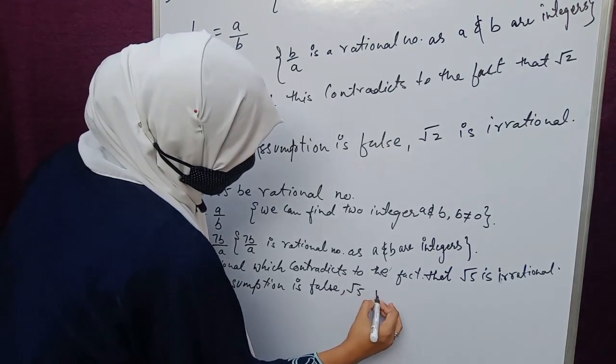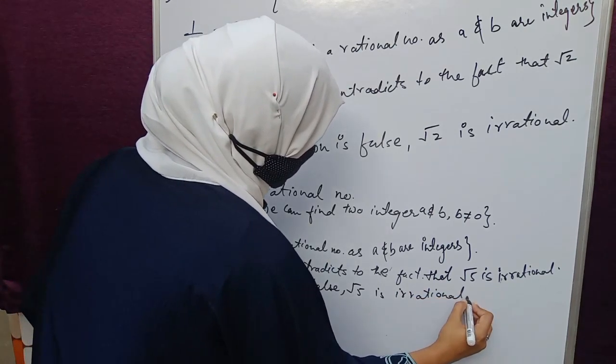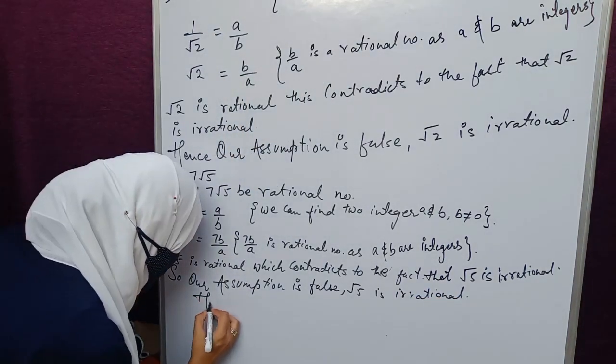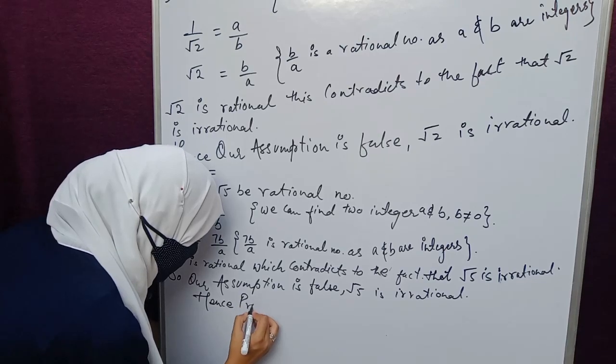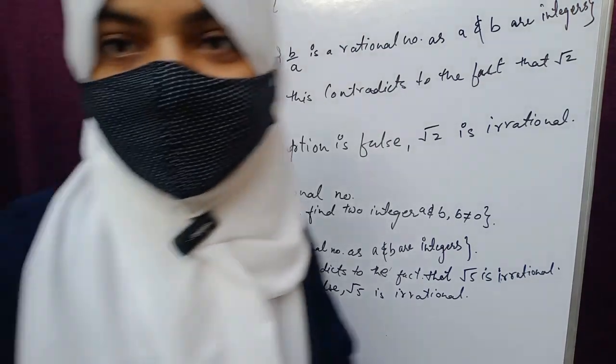Square root 5 is irrational. Hence proved. इतनी बात समझ में आ गई.